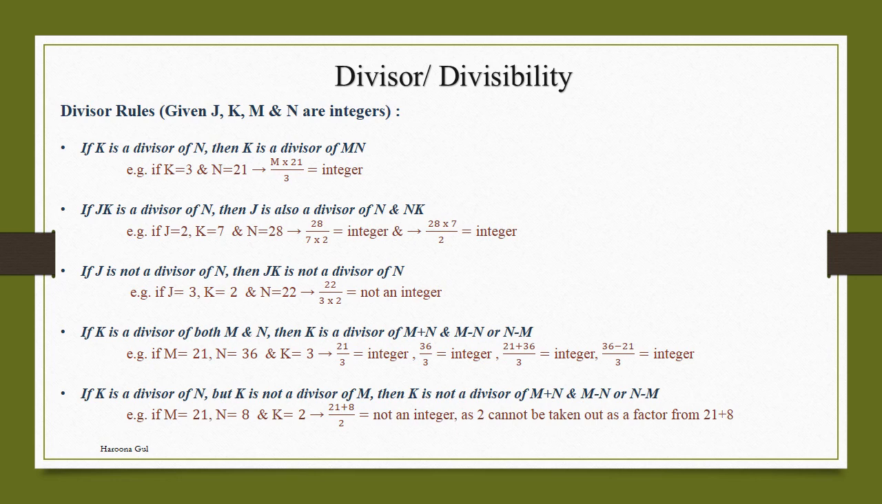If jk is a divisor of n, then j is also a divisor of n, and so is k. For example, if j is equal to 2, k is equal to 7 and n is equal to 28, then 28 divided by jk, that is 7 times 2, will give us an integer. Similarly, if we divide 28 by 2 or 28 by 7, this is also going to give us an integer value.